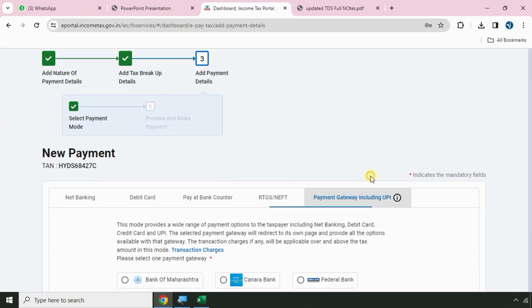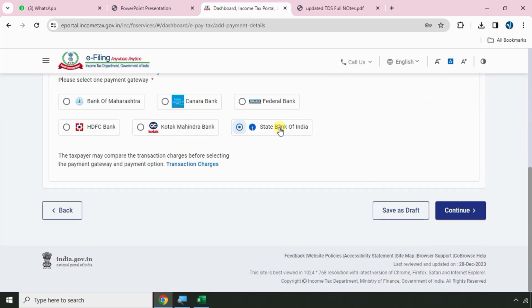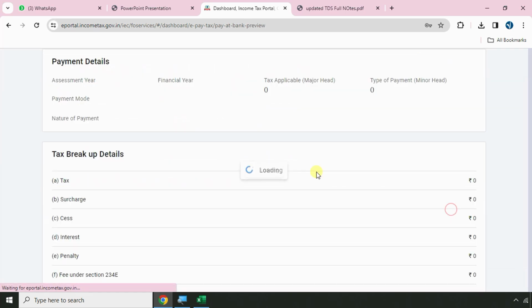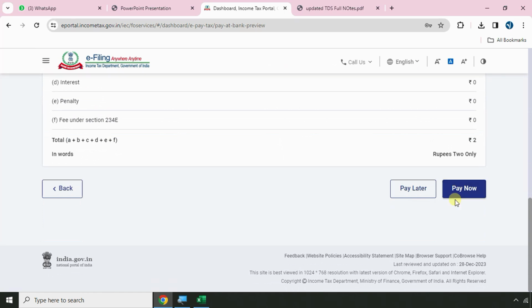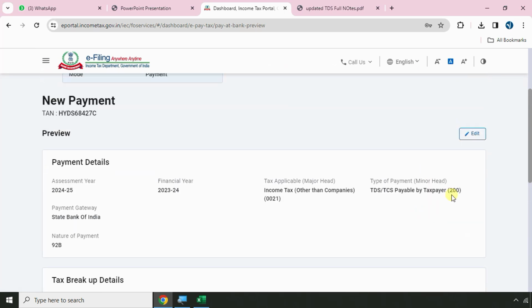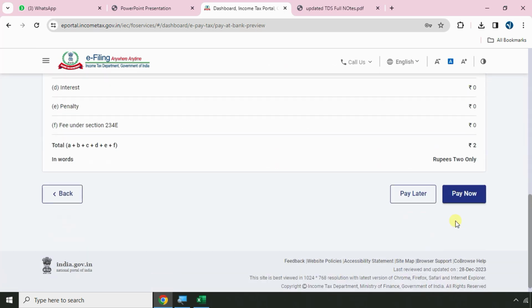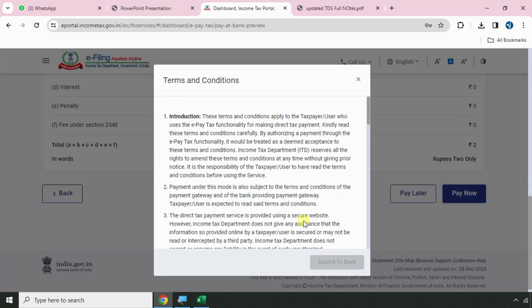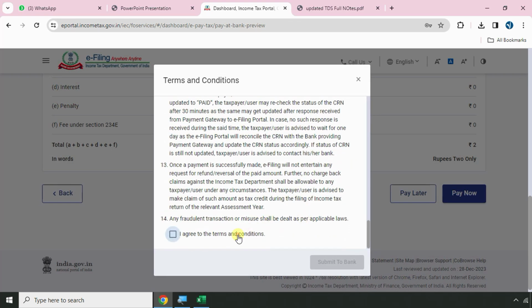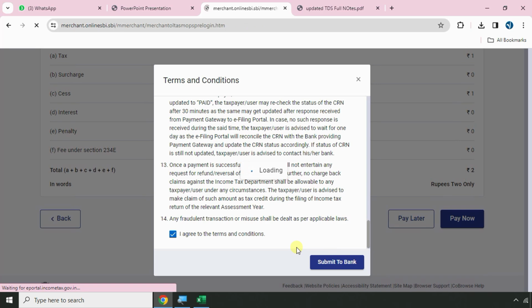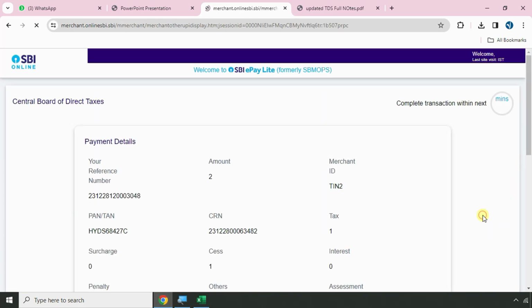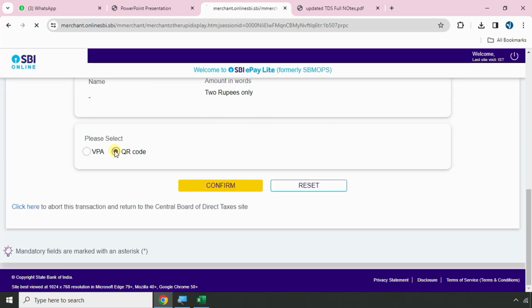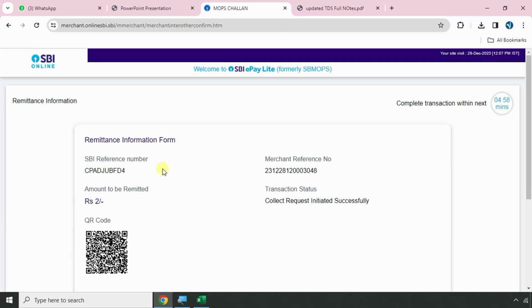Go to pay UPI. I go by SBI. I am going to pay rupees 200. Payment code, regular payment or demand payment? 200. Pay now. Accept. Submit to bank. UPI. You make the payment. Excuse me, you make the payment.